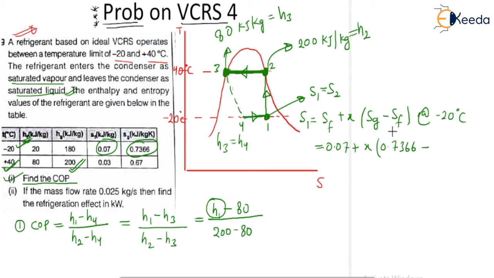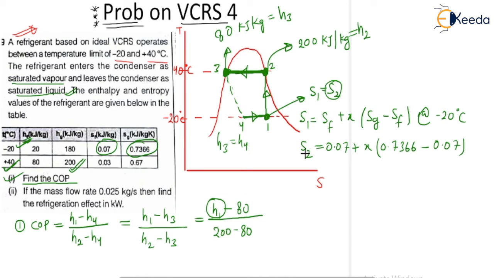0.7366. And what is the value of SF at minus 20 degrees? At minus 20 degrees, the value of SF is nothing but 0.07. Is it right? And what is the value of S1? The value of S1 is just equal to the value of S2, so we have to write here S2.